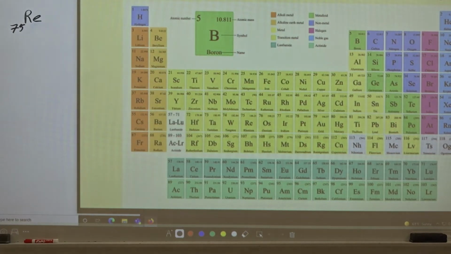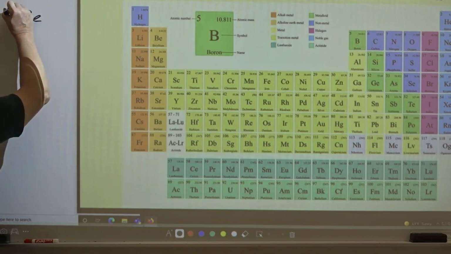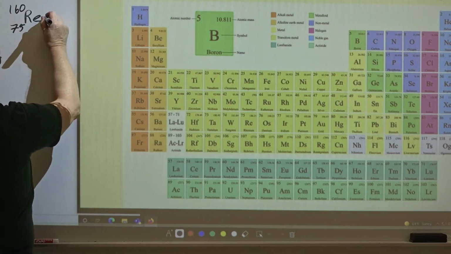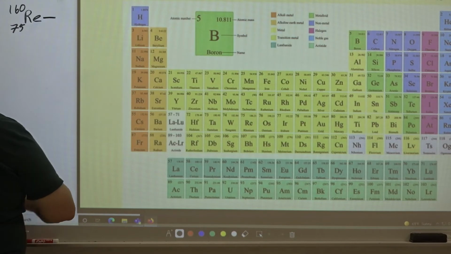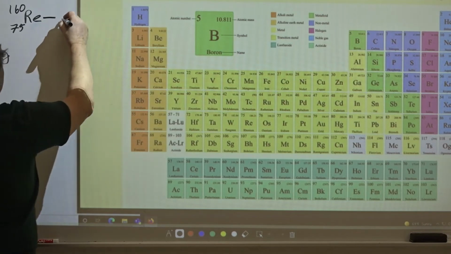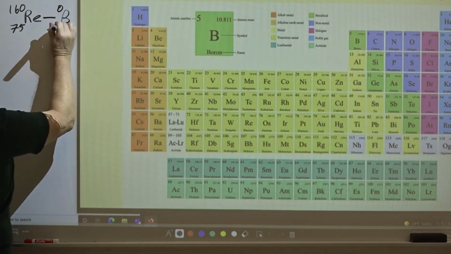And as you get to larger and larger elements, you typically have more and more neutrons. So let's say we have double that, 150, maybe 160, for the atomic mass number, the number of neutrons plus protons. And if we subtract an alpha particle from the nucleus, sorry, we are now subtracting a beta particle from the nucleus. And a beta particle has an atomic mass number of 0 and an atomic number of -1.